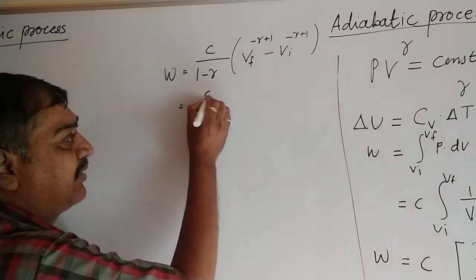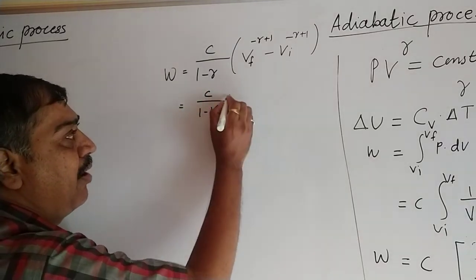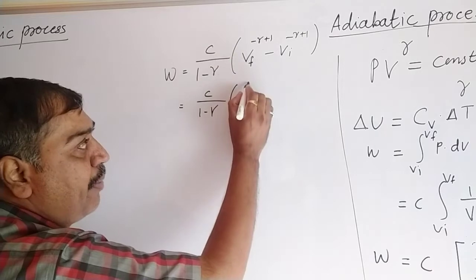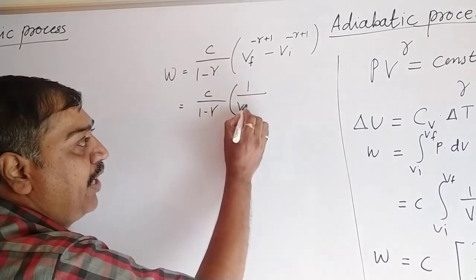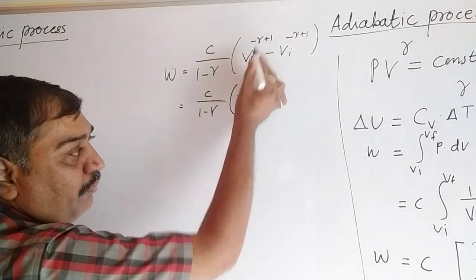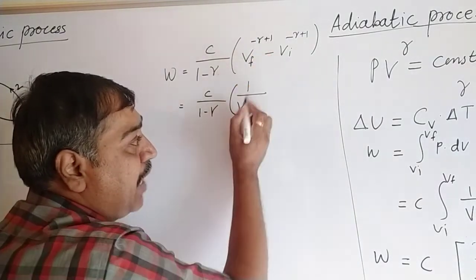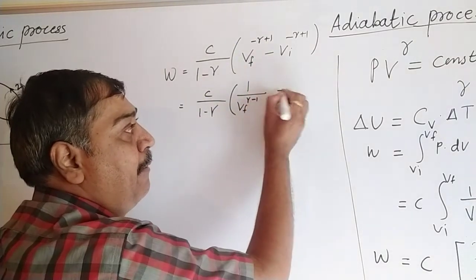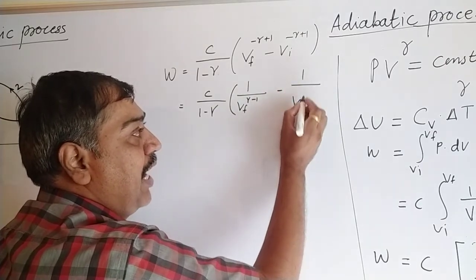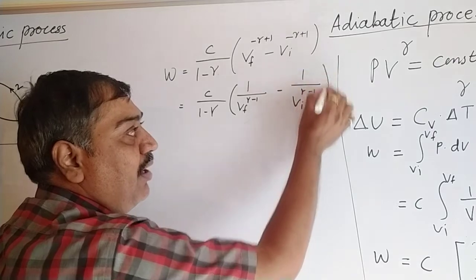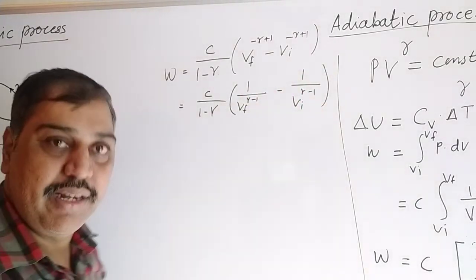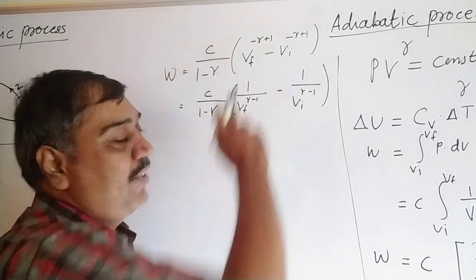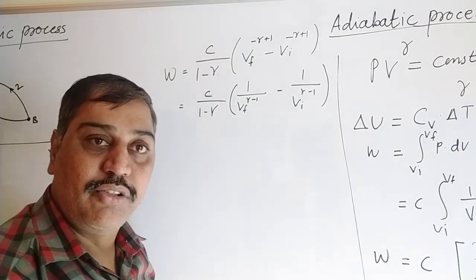This can be further written as C divided by 1 minus gamma. In the bracket, just move it to the denominator: 1 divided by Vf to the power, and the power becomes what? Minus gamma becomes plus gamma. Minus gamma plus 1 becomes gamma minus 1 because it is in the denominator. Minus 1 divided by Vi to the power gamma minus 1. I hope you got this because we have just shifted the term from numerator to denominator. So all powers become negative of what they were: whenever there is negative it becomes positive, whenever there is positive it becomes negative. So we have written it like this.